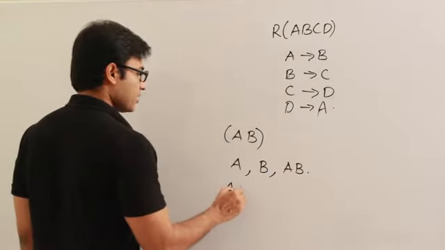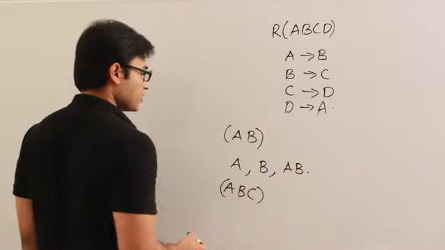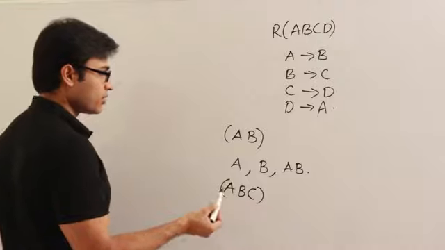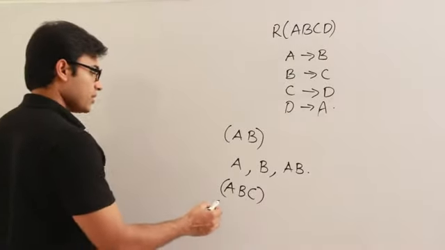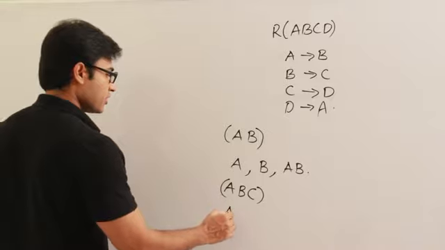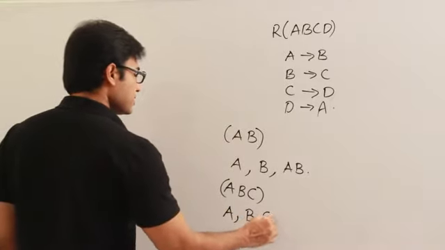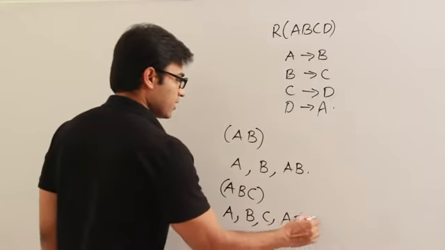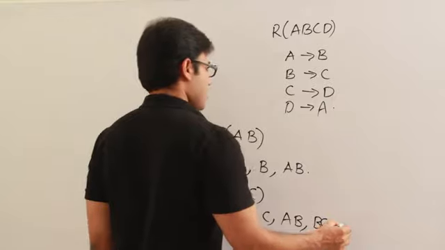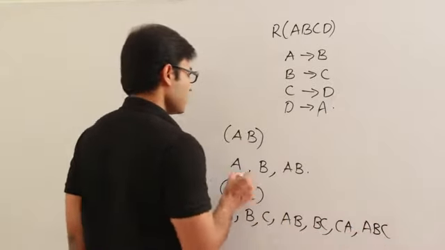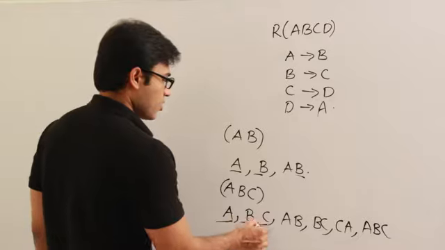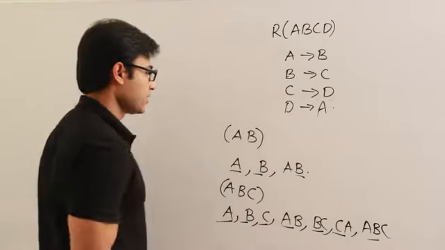Similarly, if I have 3 attributes A, B, C, how many candidate keys might be possible? I'm not saying that everything is going to be a candidate key, but how many combinations or possibilities are there? A can be a candidate key, B, C can be a candidate key, AB can be a candidate key, BC can be a candidate key, right? CA can be a candidate key, or ABC can be a candidate key. So here I got 3 and here I got 7, isn't it?